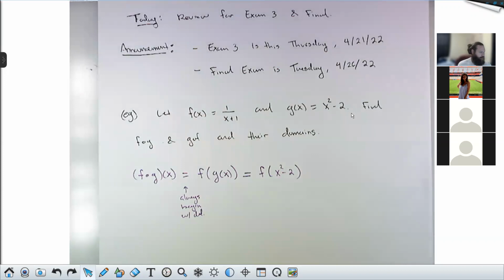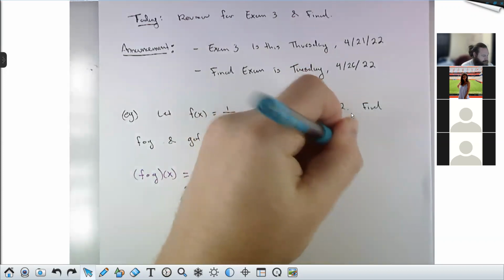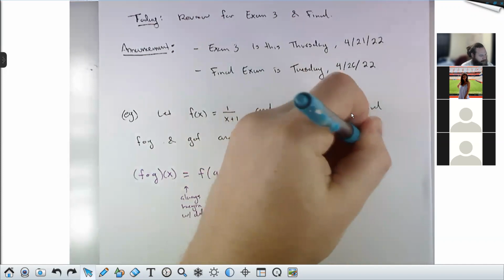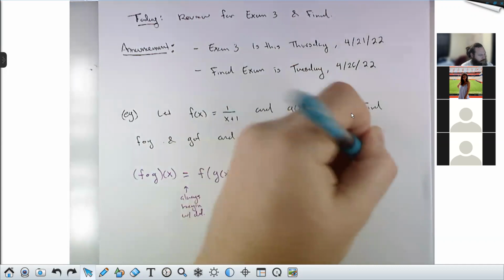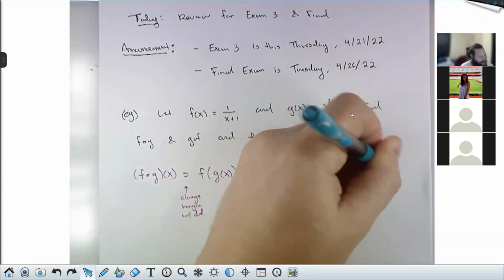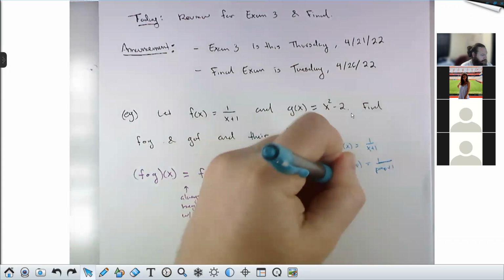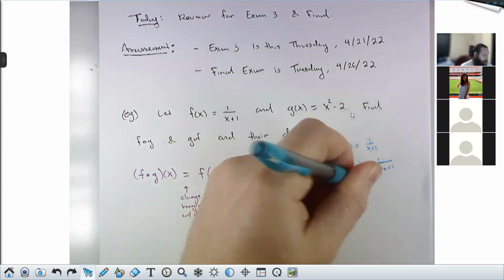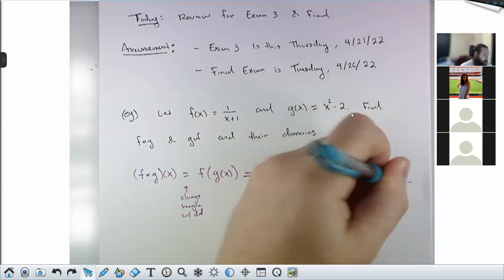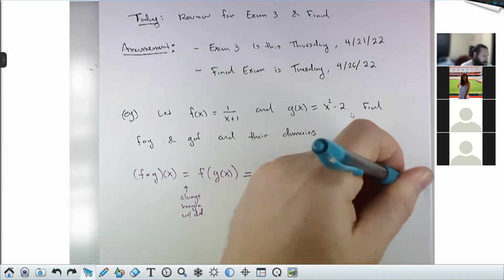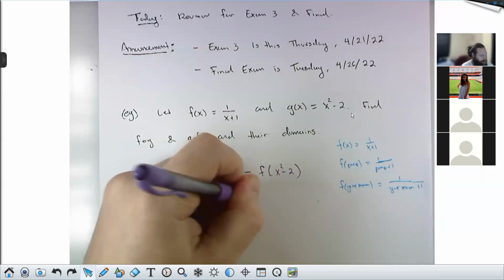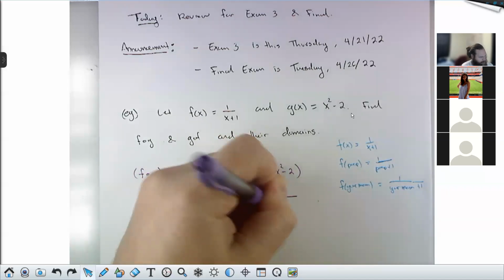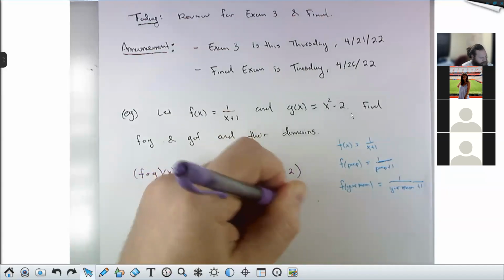And remember the silly game we play here. f of x is 1 over x plus 1. f of poop would be 1 over poop plus 1. f of your mom would be 1 over your mom plus 1. So f of x squared minus 2 would be 1 over x squared minus 2 plus 1.